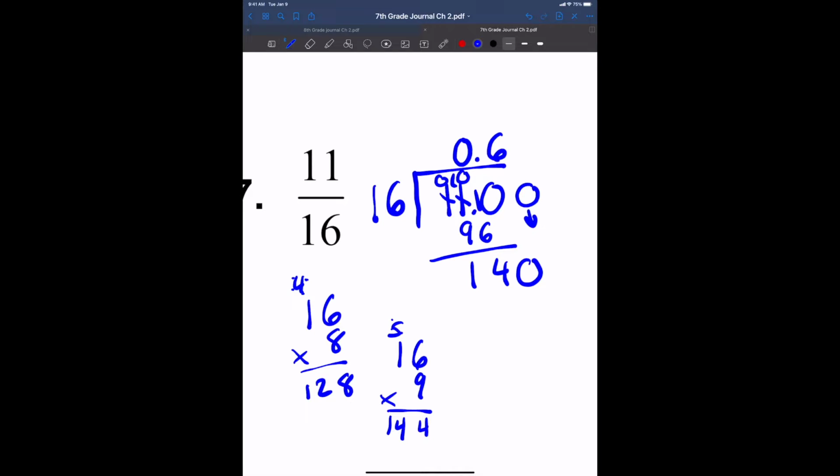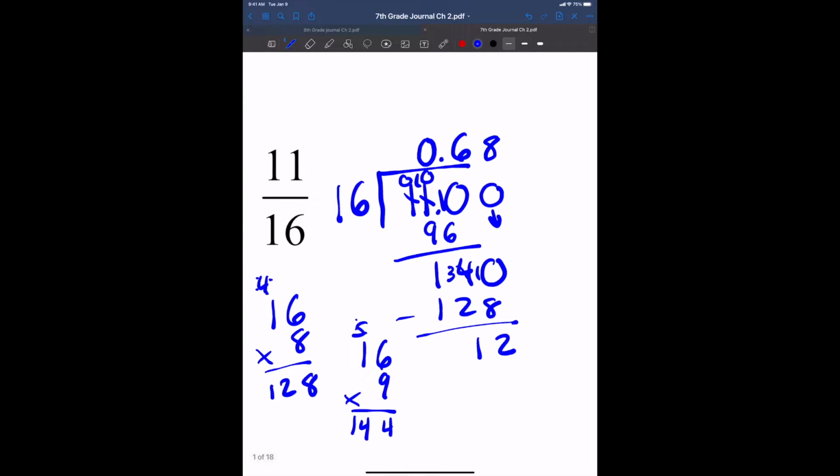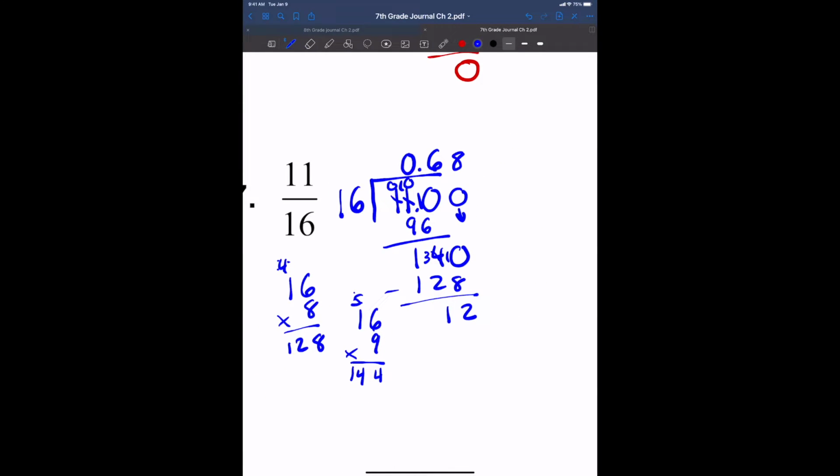Uh-oh. Yeah, that's the closest we can get to. So 16 times 8. Yeah, we have to go with 8. We can't go over, right? So it's 128. Subtract that out. Oh my goodness gracious. Bring down a 0.